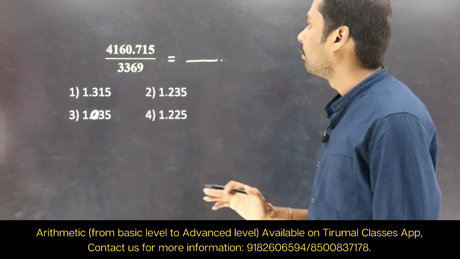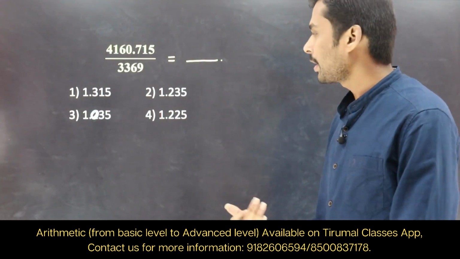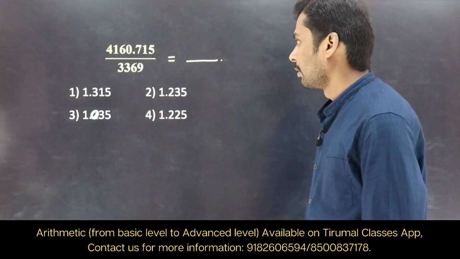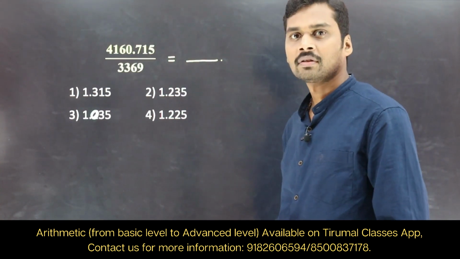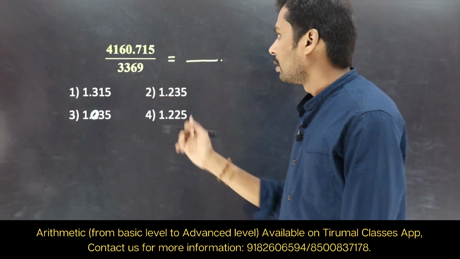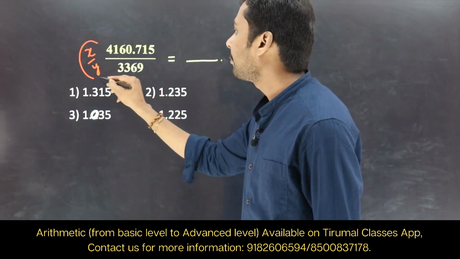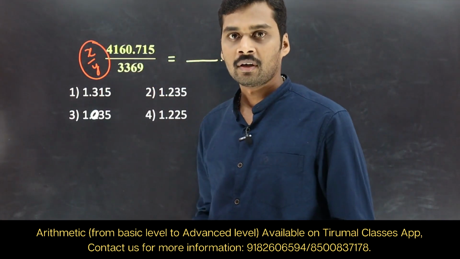So what is the value of 4160.715 divided by 3369? Again, we can apply the DS concept here. By the way, when we have decimals, we don't mind about the decimals, so we can take it directly. So this is in the form of what? This is in the form of x by y. Any problem which is in the form of x by y, what will we do?